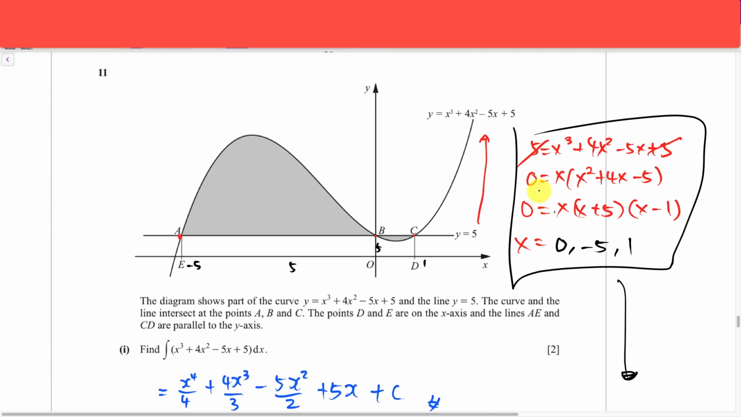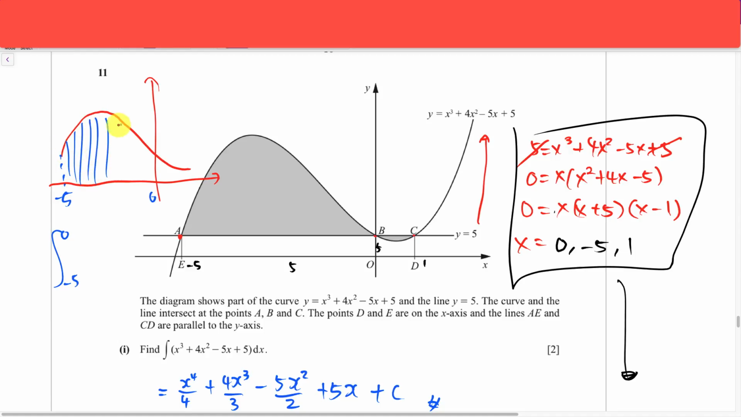Alright, this one is so important to understand about the area of the shaded region, because a lot of students will think that they just integrate the curve from negative 5 to 0, then they will get this part, which is wrong. Because if you have a curve like this, and the x-axis is over here, and you integrate from negative 5 to 0, you will get the area from the curve to the x-axis. You will get the whole area here.